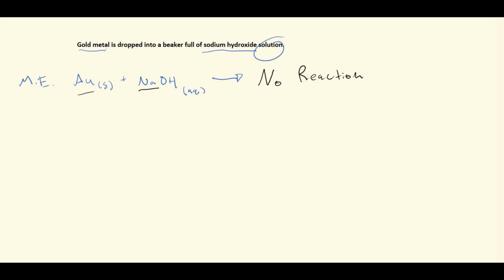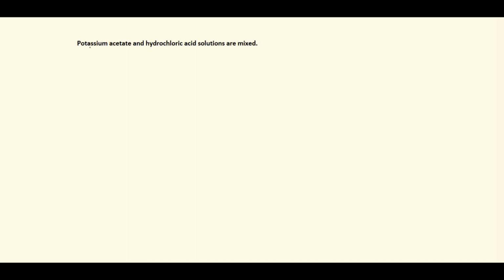Alright, let's look at one last one. So here we're asked to write the net ionic equation for when potassium acetate and hydrochloric acid solutions are mixed. So let's go ahead and write our molecular equation. The molecular formula for potassium acetate is KC2H3O2. That's going to be aqueous because group 1 metals are always going to be soluble. And then we have hydrochloric acid, which is just HCl. That's aqueous.